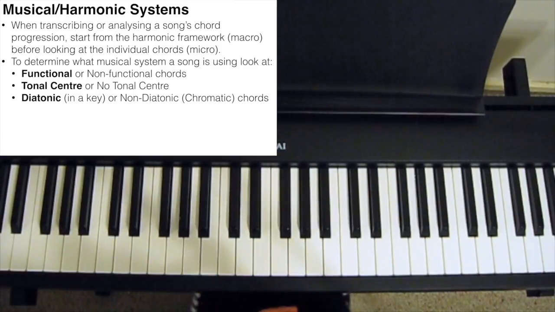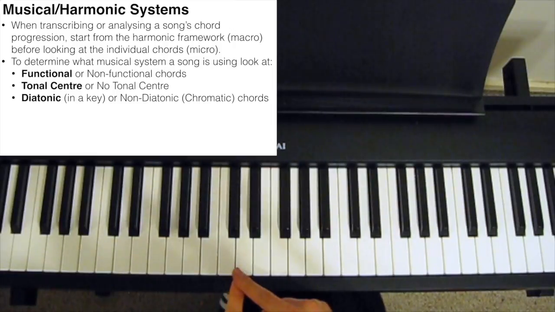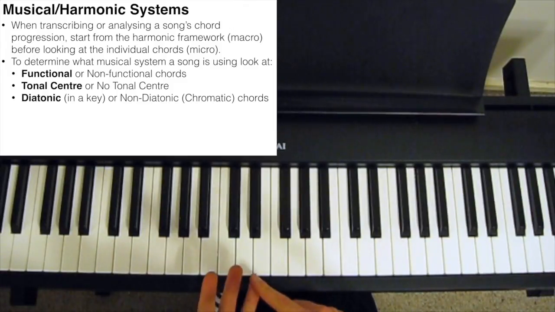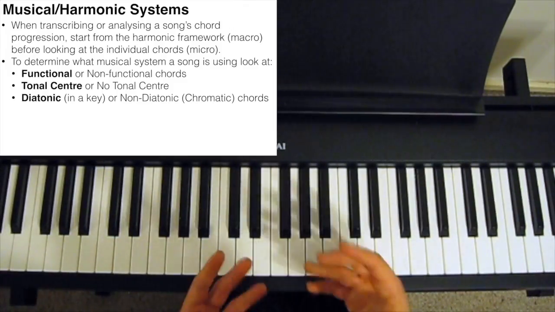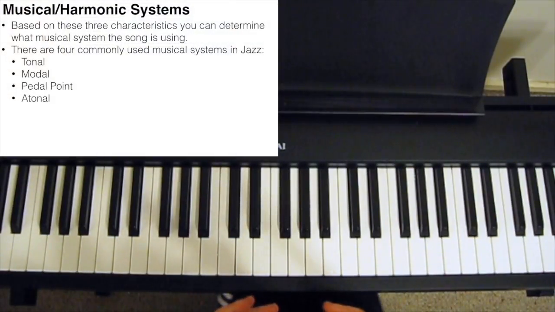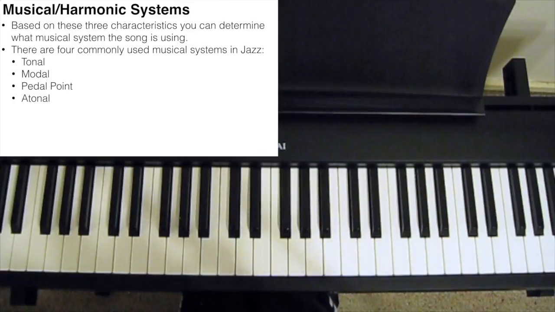Now, when trying to determine what kind of musical system a song is using, you really need to look for three things. Whether the song uses a functional harmony or not, whether the song has a tonal center or not, and whether the song is diatonic, that is, in a particular key, or not. And based on these three characteristics, you can determine what musical system this song is using.